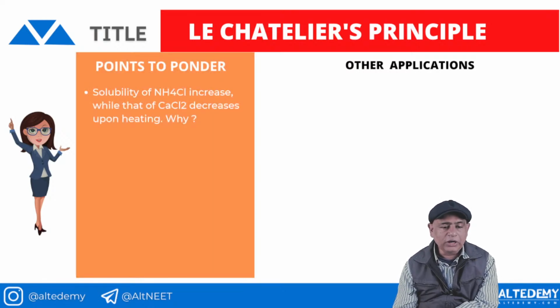Well, solubility of ammonium chloride increases while that of calcium chloride decreases upon heating. Can you suggest why this happens? We can apply Le Chatelier principle to find this out, right?